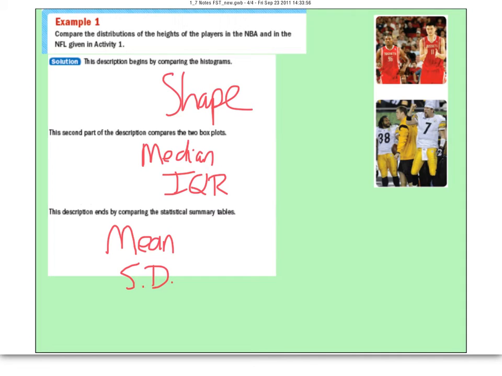To summarize, when we're talking histograms, let's make sure we talk about shape. When we talk box plots, median and IQR. When we talk about statistical summary data, the mean and standard deviation. So that would cover our shape, center, and spread. Be careful to look at the data. Is there anything about the outliers we should mention? We possibly could look at the histogram and say that the NBA might have an outlier on the low end, someone who's shorter than the majority of the people on the team.